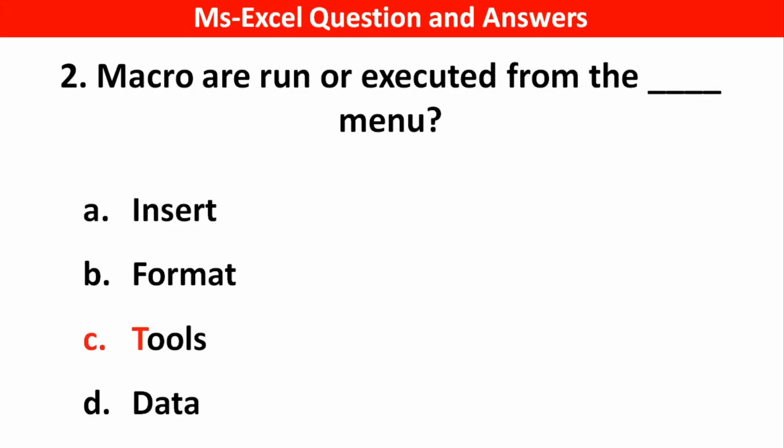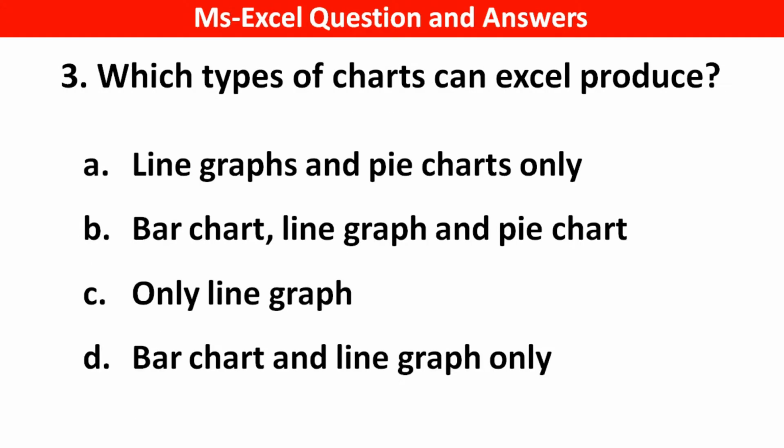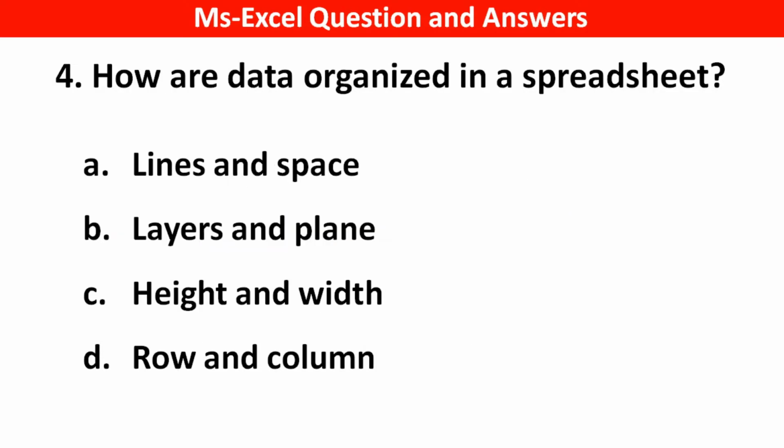Right answer is options C, tool. Next question, which types of chart can Excel produce? Right answer is options B, bar chart, line graph and pie chart. Next question, how are data organized in a spreadsheet? Right answer is options D, row and column.